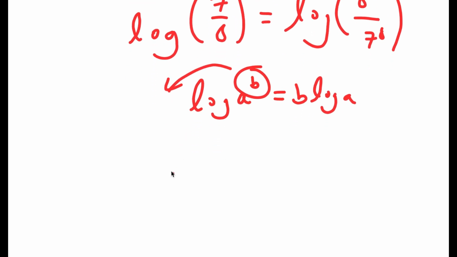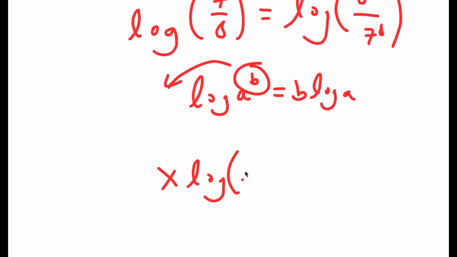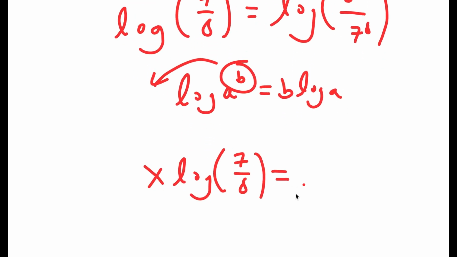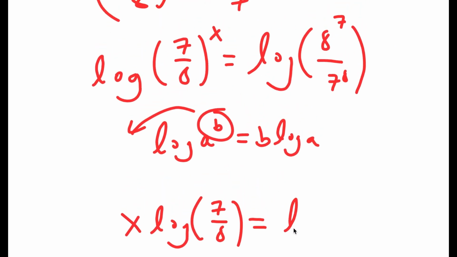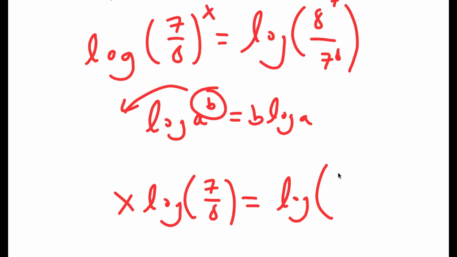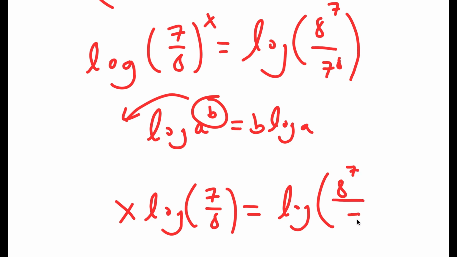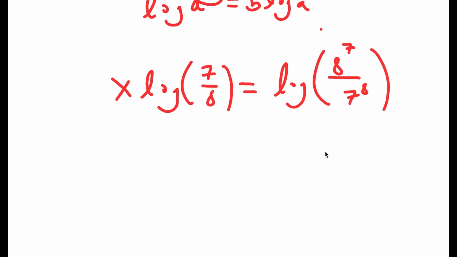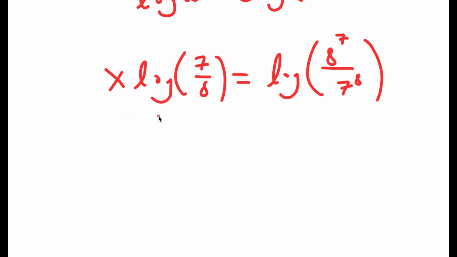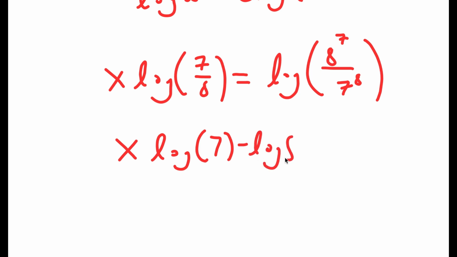So in this case, I get x times log 7 over 8 is equal to log of 8 to the power of 7 over 7 to the power of 8. Now, log 7 over 8, that's the same thing as log of 7 minus log 8.